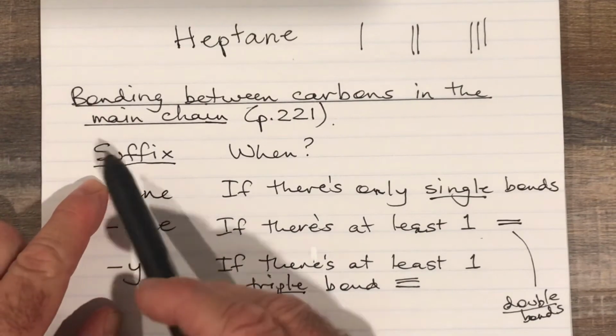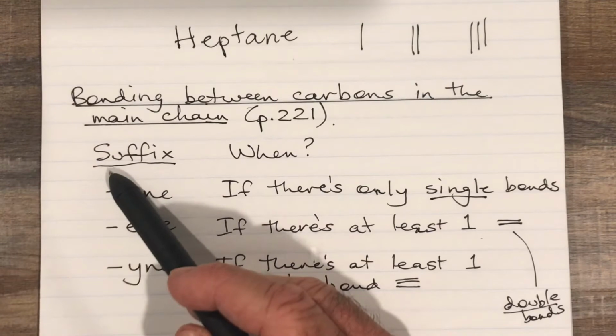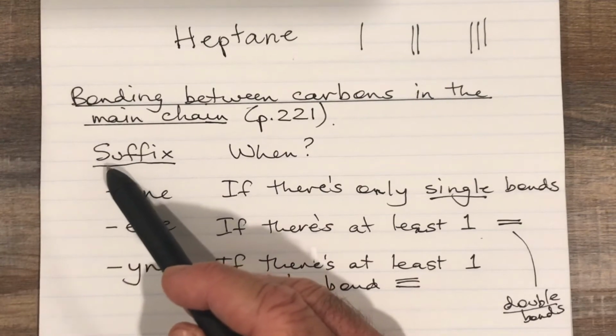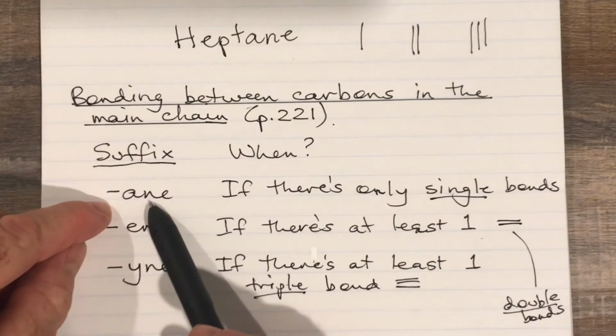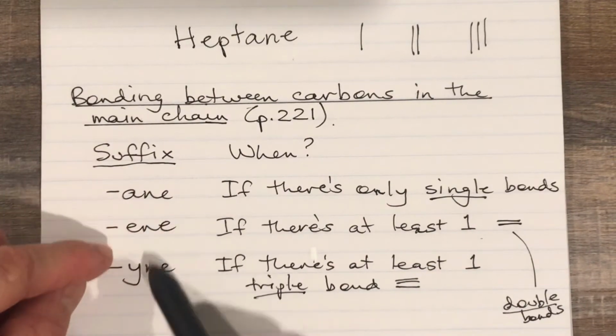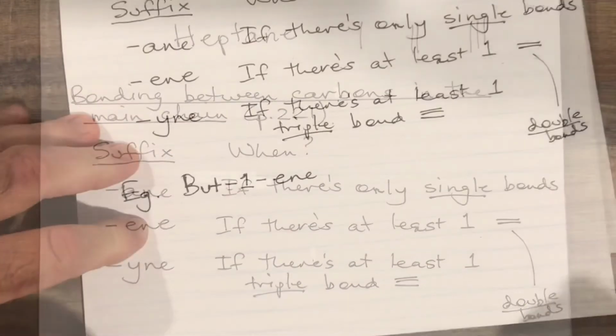So prefix, you know about a prefix. It's a small word that starts a word. It's a part word that starts a word. A suffix comes at the end of a word. Ane, ene, and ine.